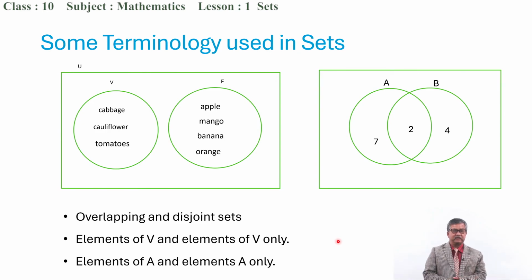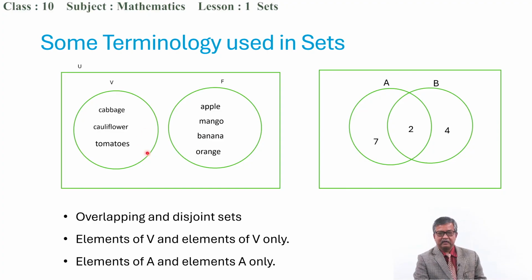Here is some terminology we use in sets. Let's see now. I have shown here two Venn diagrams. One Venn diagram is formed from the two sets B and F, and another Venn diagram is formed from the two sets A and B. These sets are formed here. One set is this and the other set is this, isn't it?